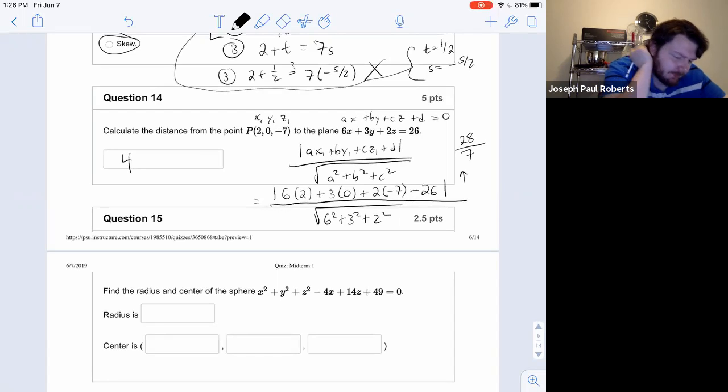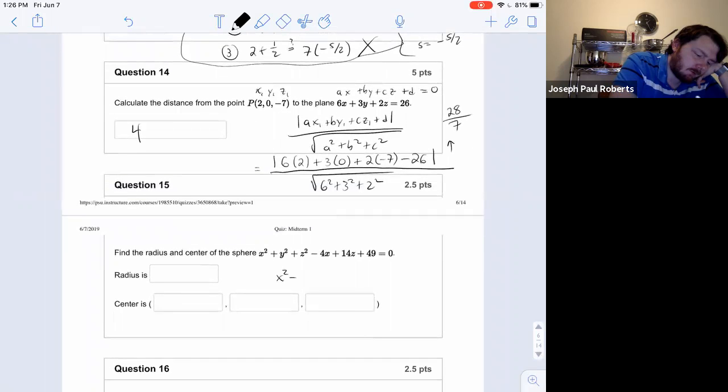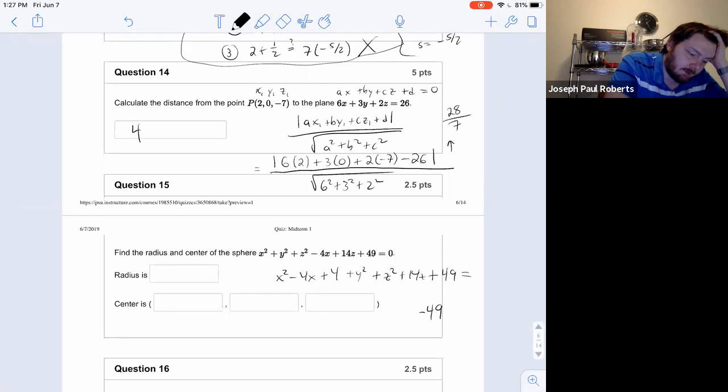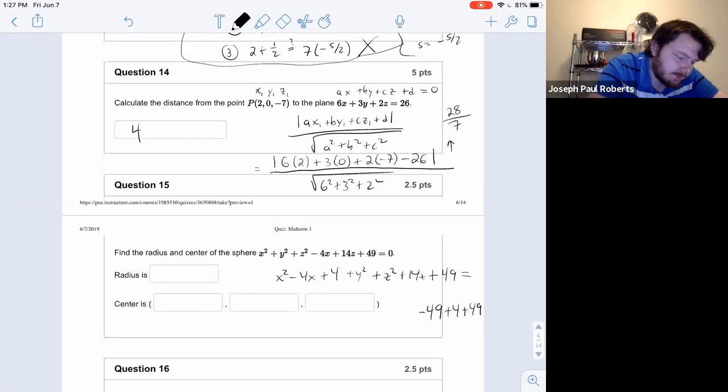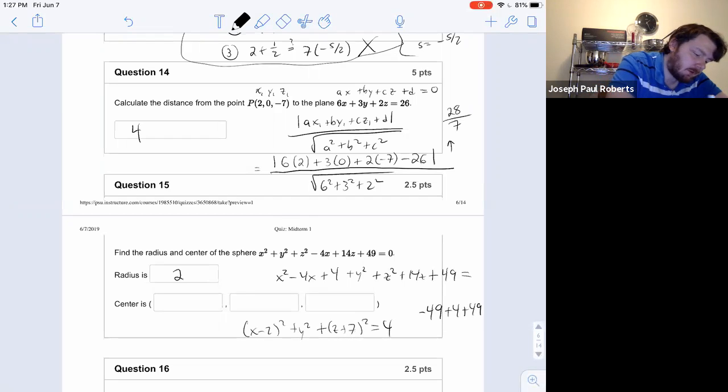And then next question, find the radius and center of this sphere. This is going to be completing the square. So what? X squared minus 4x plus 4 plus y squared plus z squared plus 14z plus 49. On the other side, I'll subtract 49, and then I will also add my 4 and my 49 that I did on the left. So when I go to complete the square, I'll have what? X minus 2 squared plus y squared plus z plus 7 squared equals 4. So the radius is 2, and the center is 2, 0, minus 7.